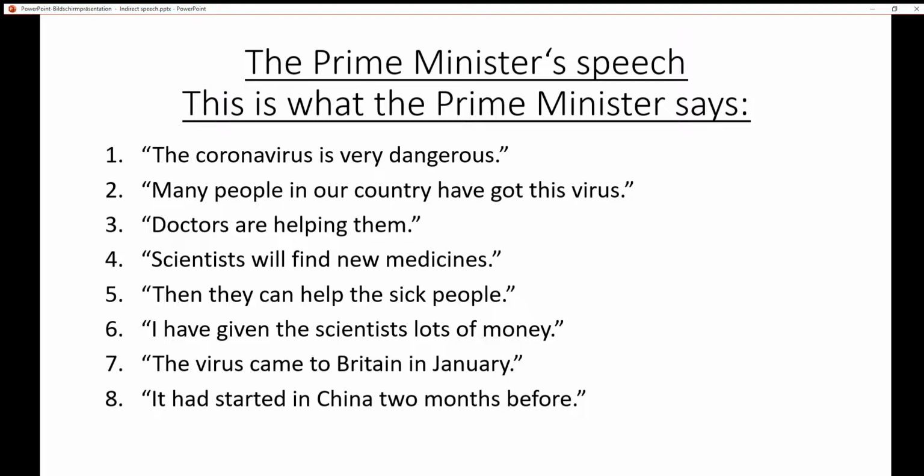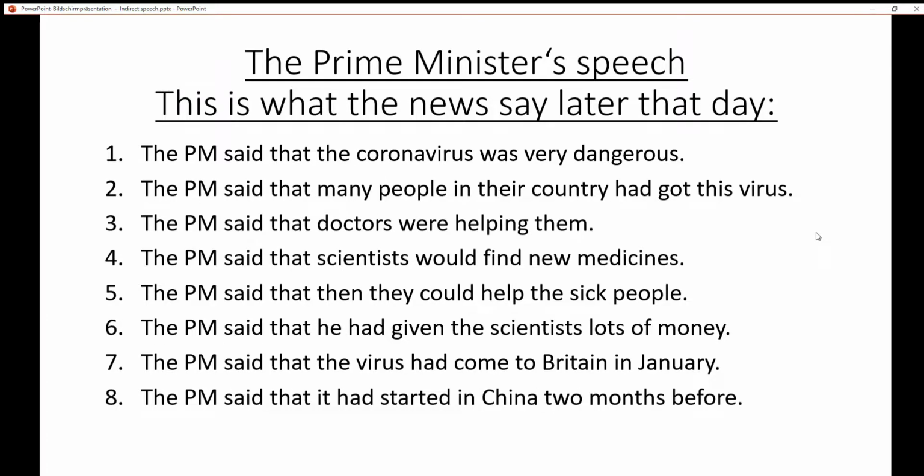Now, whenever a Prime Minister gives a speech like that, there are lots and lots of reporters who have to report what the Prime Minister says to the people who watch the television news or who read newspapers or who listen to the radio news. And they do that later in the day or maybe even the next day. And so they have to change things. And this is what their sentences look like.